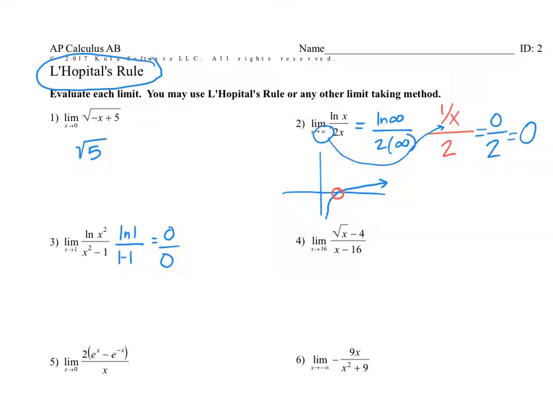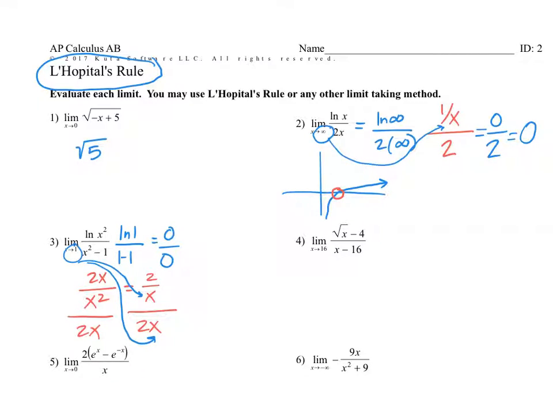So let's take the derivative of the top and bottom. The derivative of natural log of x squared is the derivative of x squared over x squared, which will simplify to just 2 over x. And the denominator is the derivative of x squared minus 1, which is 2x. So now if I substitute in, I have on top 2 over 1. I'm taking the 1 and substituting it in for x in my newly differentiated numerator and denominator.